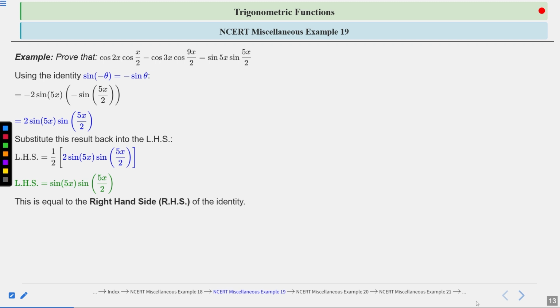This is equal to the right hand side, RHS, of the identity, right? Hence the identity is proven.